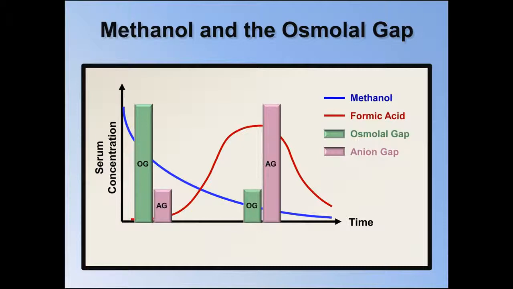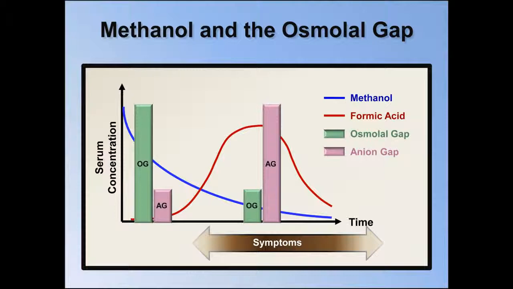Furthermore, the likelihood of a patient having symptoms is based on the formic acid levels, so symptoms may not even develop until the osmolar gap has returned to normal. The bottom line is to never rule out methanol ingestion on the basis of a normal osmolar gap.